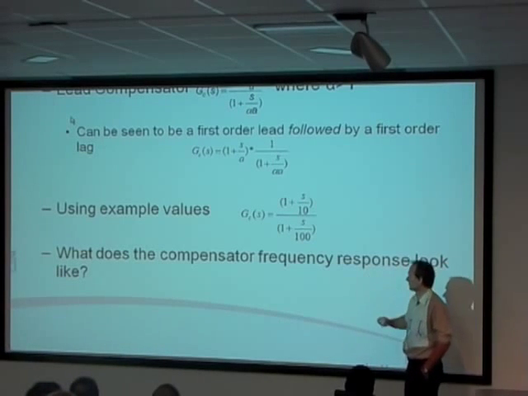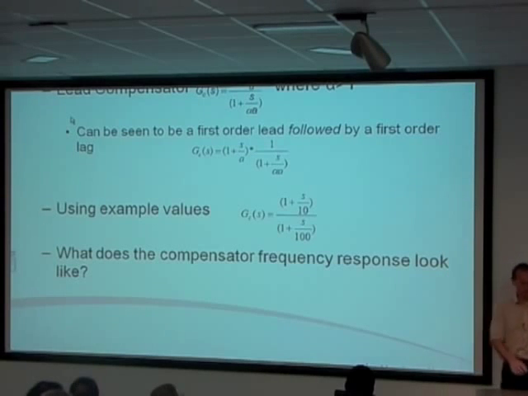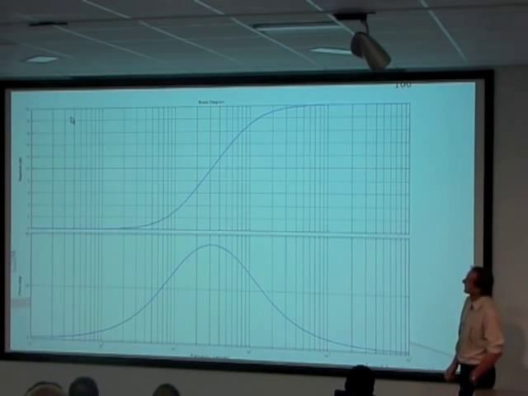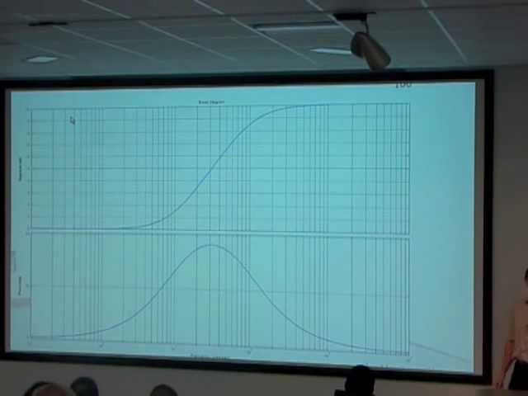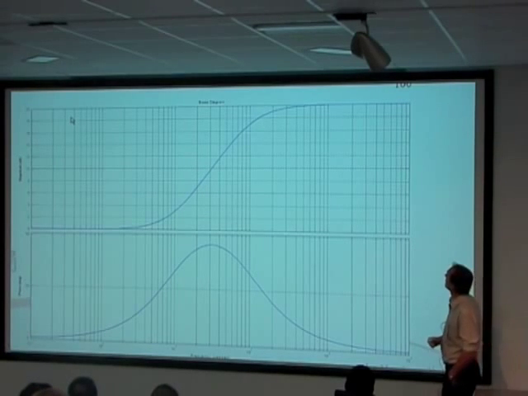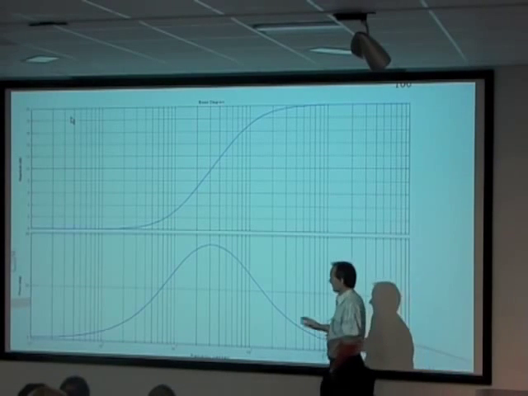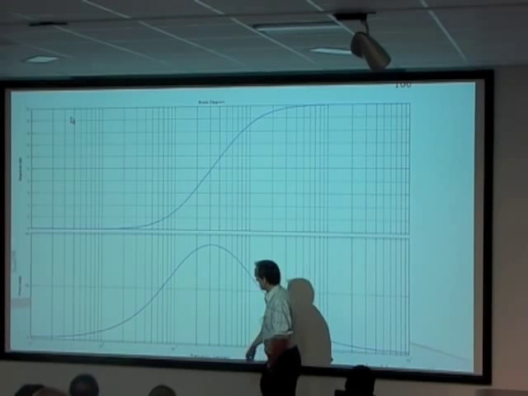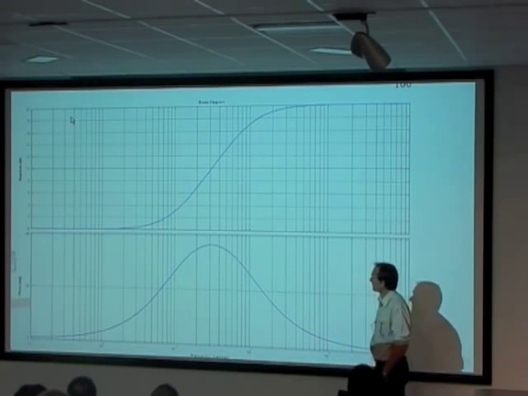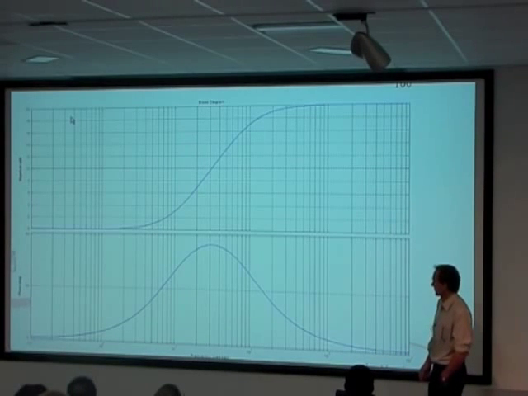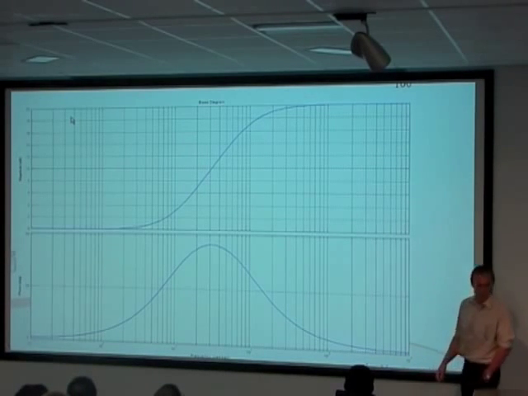Okay, put some example values there. What does the compensator frequency response look like? Well, it looks like that. The top of the slide just gives you the example transfer function where I've got a first order lead with a corner frequency of 10 radians per second, followed by a first order lag with a corner frequency of 100.